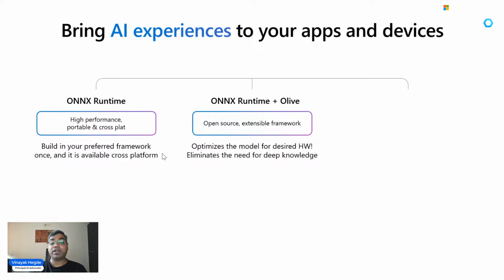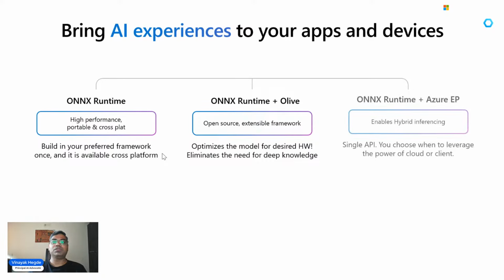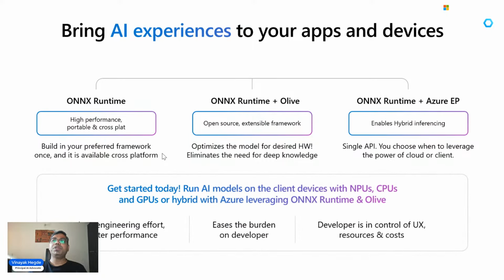Today with GPUs, and as NPUs become more and more common, that is neural processing units, you can actually deploy to those as well. So EP here is an execution provider. So you get high performance, portable, cross-platform. You require less engineering effort and have better performance. It reduces the burden on the developer because you don't have to cross compile as much, and execution providers actually take that burden off you. And as a developer, you have more control over the UX, the resources, and the cost.